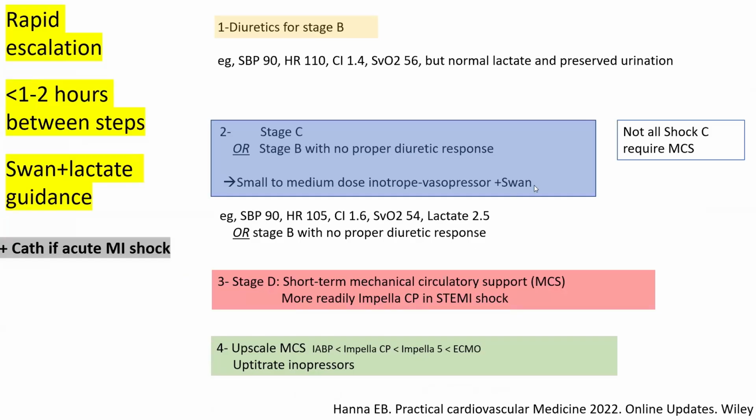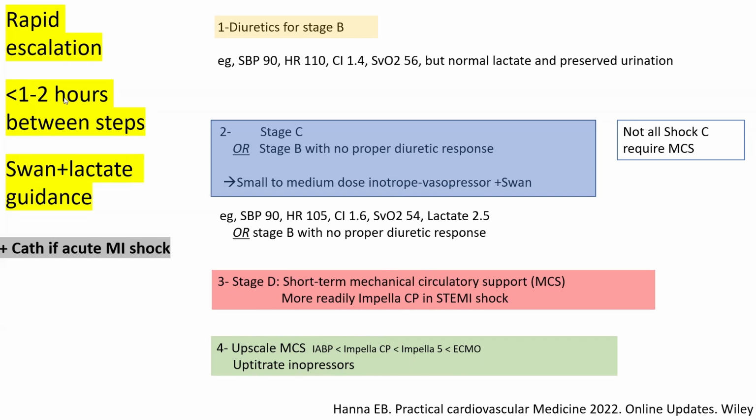Now, if you're trending in the wrong direction, stage D, then you need short-term mechanical circulatory support, and more readily established to be Impella CP in STEMI-shock. And if they keep deteriorating, then you upscale your mechanical circulatory support to Impella 5, ECMO, as they did in DANGER shock, and you up-titrate your pressors.